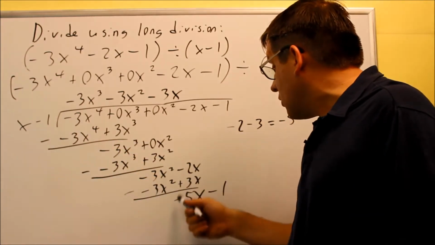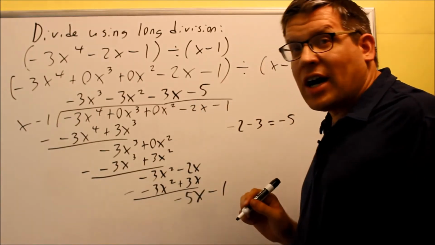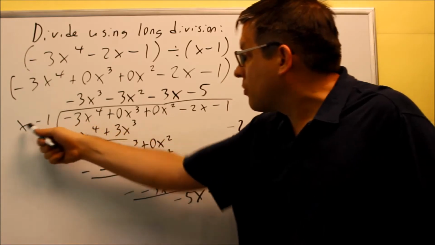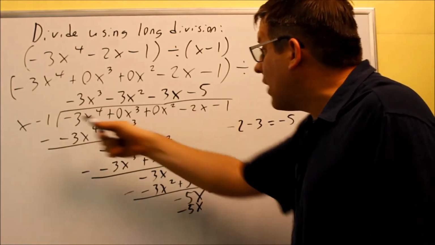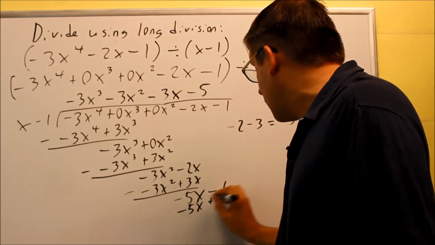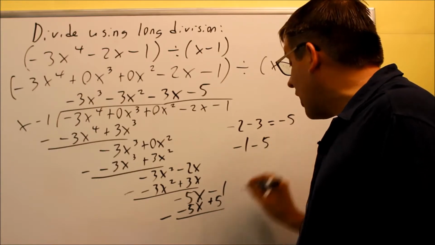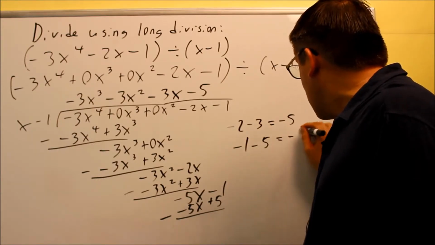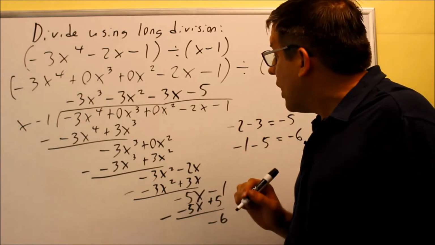X into, in order to get negative 5x, we need to multiply that by a minus 5. So negative 5 will multiply by both things on the outside, negative 5x. And then negative 5 and negative 1 is plus 5. You're subtracting these. You have negative 1 and you're subtracting 5 from it here. And then you're going to get negative 6. So negative 6 is going to be your remainder.